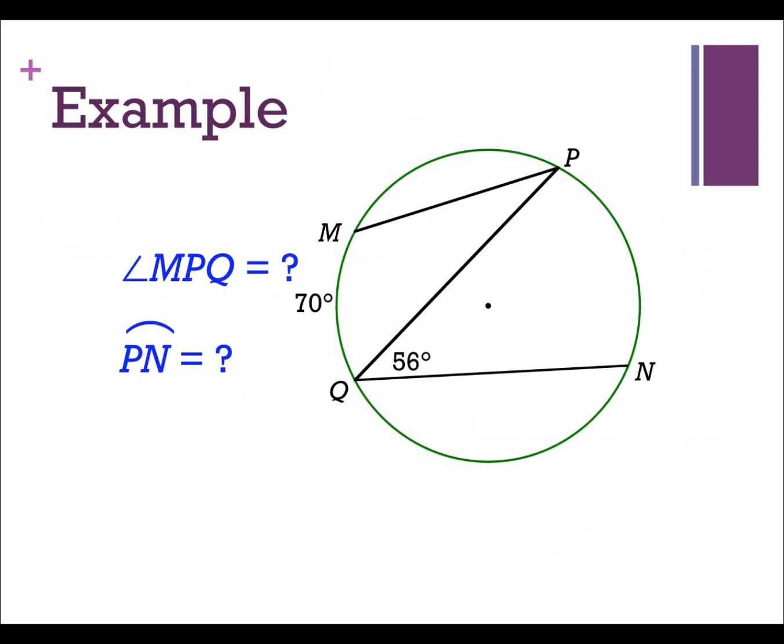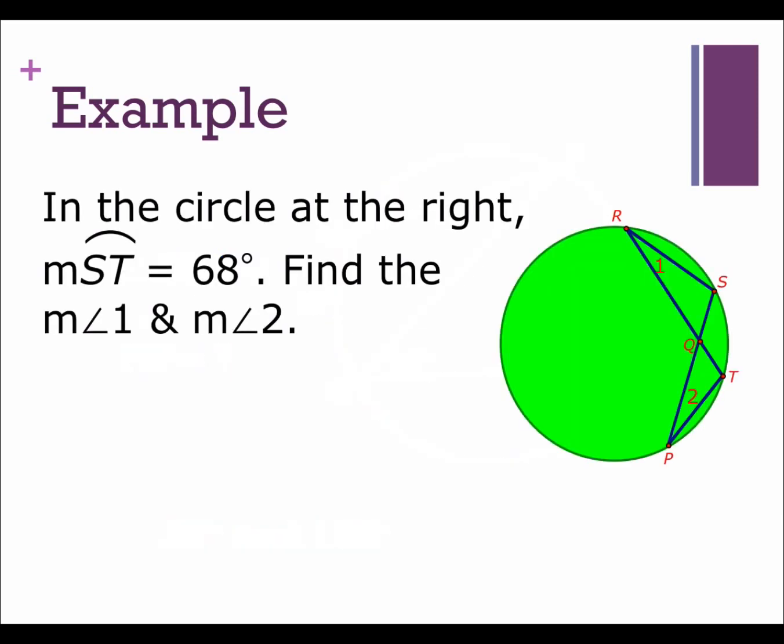Remember that the angle is always smaller than the arc. Common mistake here is people will tell me that MPQ is 140. What is MPQ? 35. How big is arc PN? 112. Okay. Arc is twice as big as the angle. Angle half as big as the arc. Any problems? Easy? Yeah. Good. All right. How about that one?